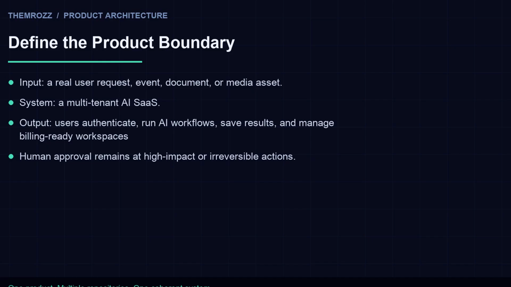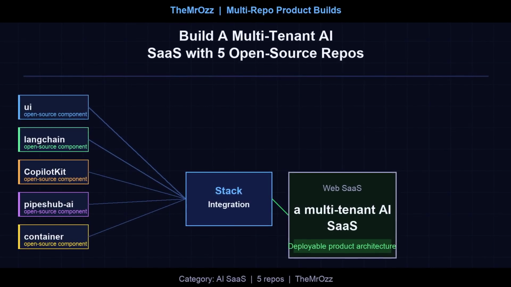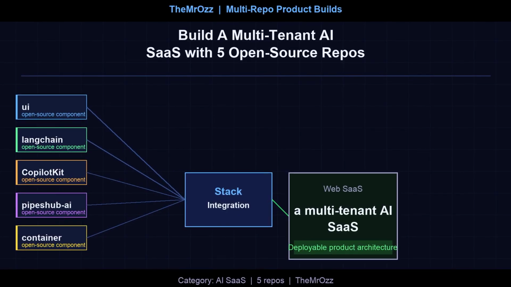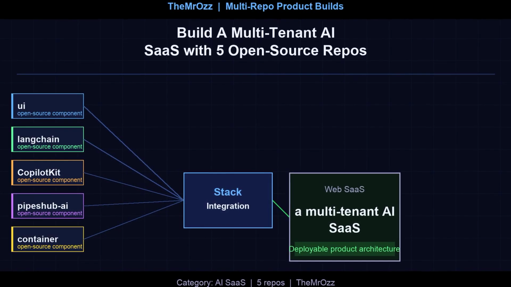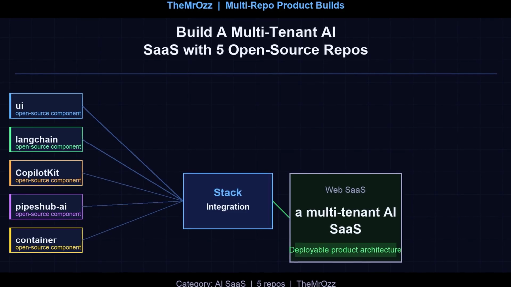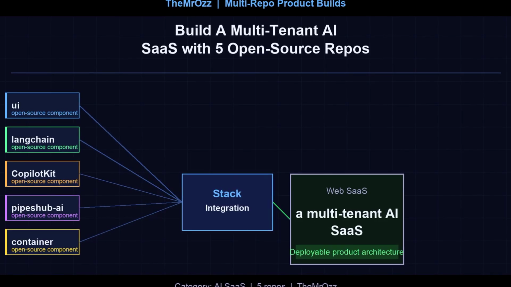Meanwhile, the PipesHub AI repository handles the backend data responsibilities, providing explainable and extensible enterprise search, knowledge graph retrieval, and permission-aware access controls. This ensures that our product can connect enterprise knowledge across the organization while preserving access permissions.